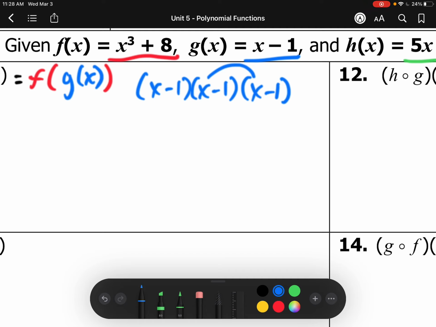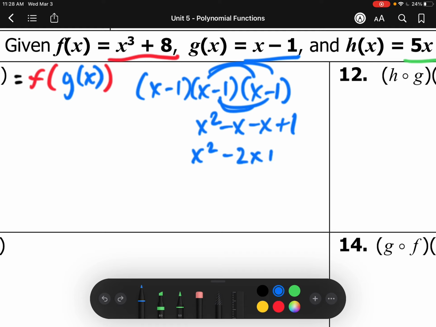So I have x times x, which is x squared. I have x times negative 1, which is negative x. Negative 1 times x, which is negative x. And negative 1 times negative 1, which is positive 1, right? These two are like terms. I can combine them, and I get x squared minus 2x plus 1, right? So now this is the resulting product from these two.